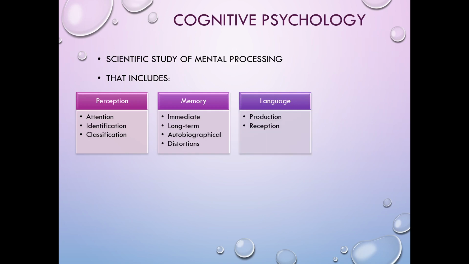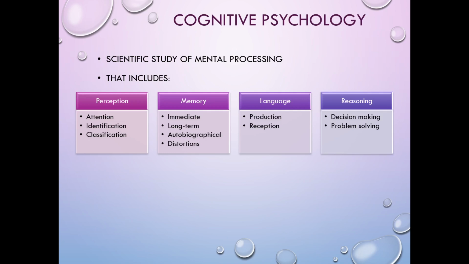Language, which would be our ability to produce, I want to say spoken, but verbal I think is probably a better word because it doesn't have to be spoken, it could be written. And then also how we receive that. So how we understand spoken language, how we understand written language, signed language, things like that. And then reasoning would be our decision-making capabilities, our problem-solving abilities, any shortcomings that tend to occur in those things.